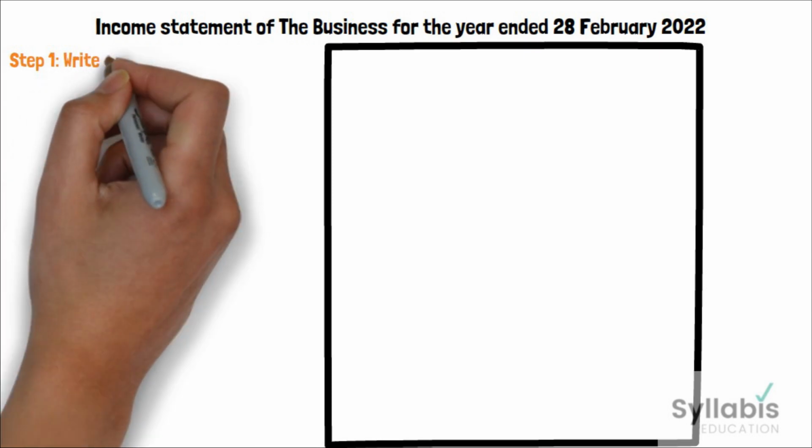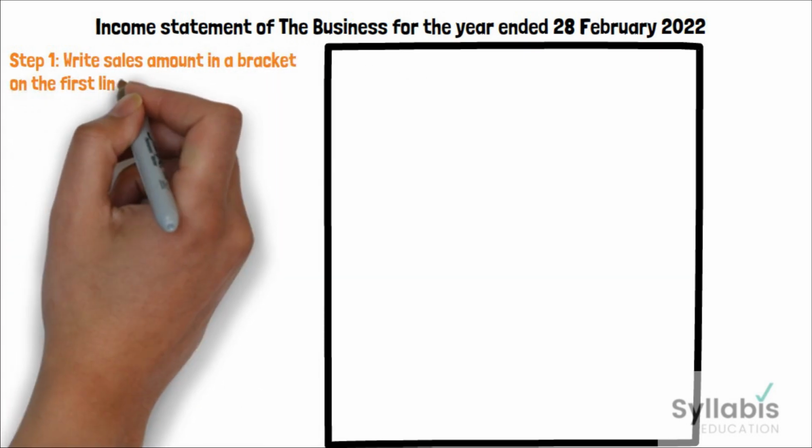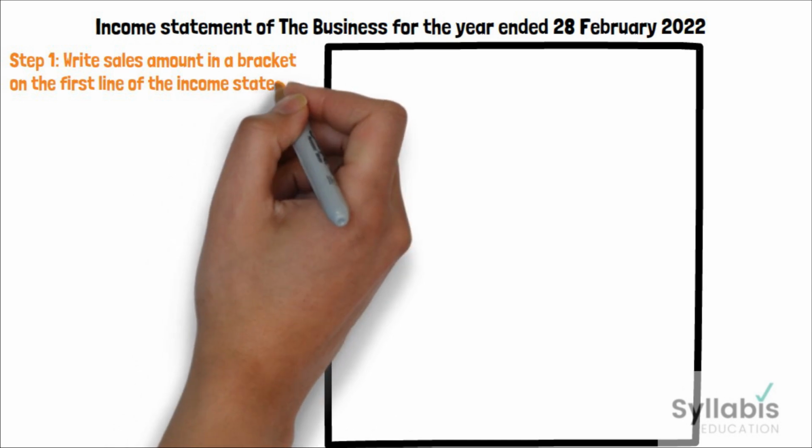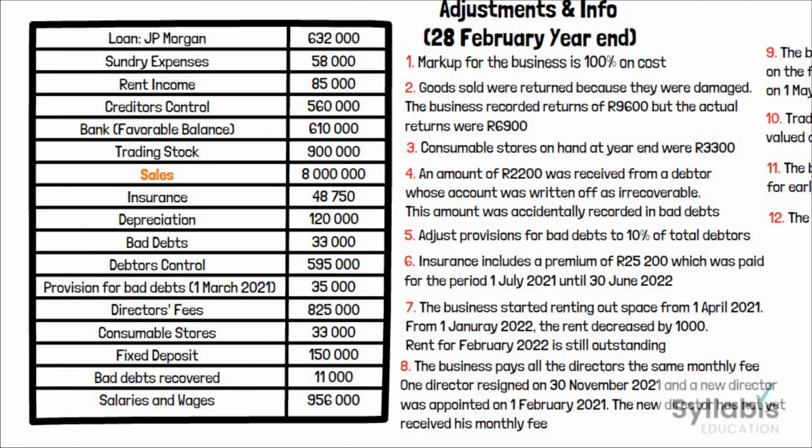The first thing you must do in the income statement is write down the sales amount. You will write it in a bracket and not in the final column. The sales in this example were 8 million.